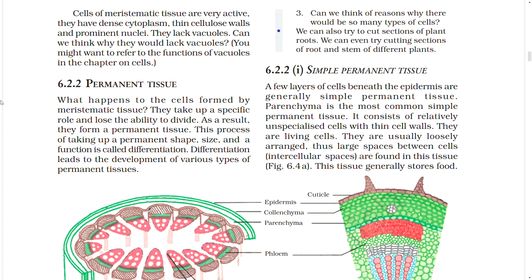6.2.2 Permanent tissue. What happens to the cells formed by meristematic tissue? They take up a specific role and lose the ability to divide. As a result, they form a permanent tissue. This process of taking up a permanent shape, size, and a function is called differentiation. Differentiation leads to the development of various types of permanent tissue.